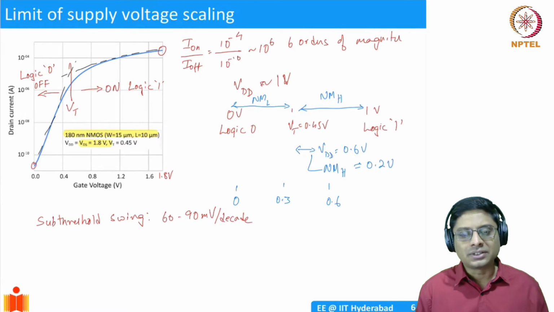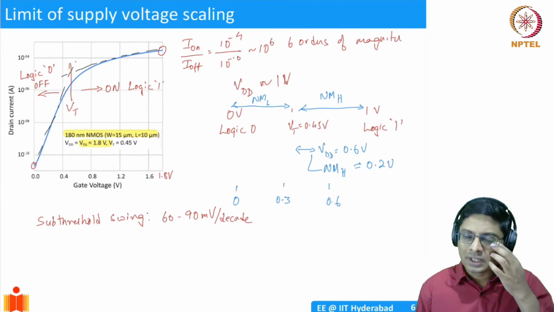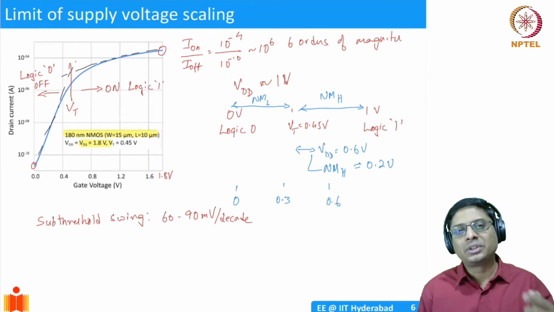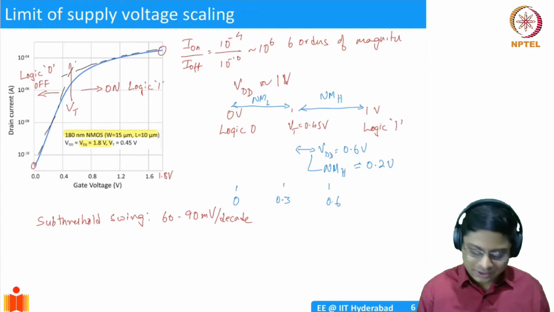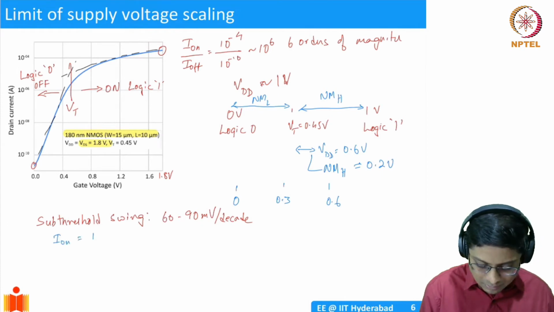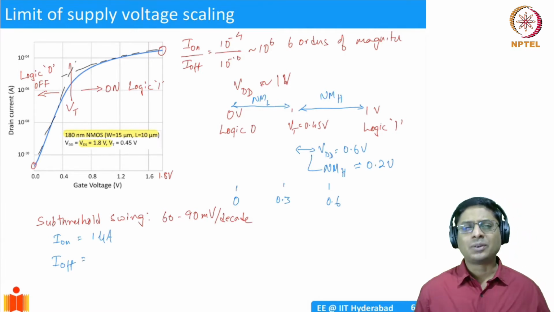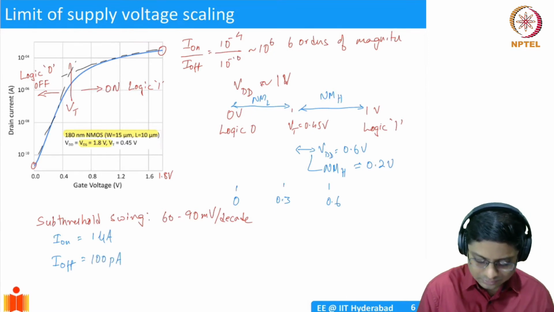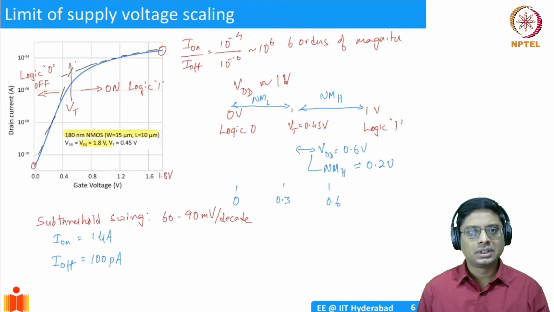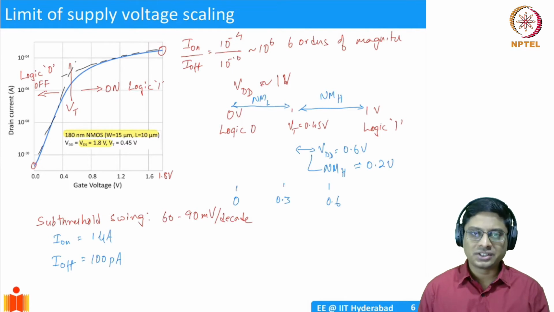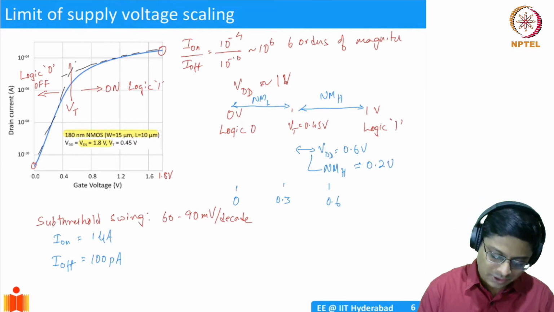Okay, that means if I have, let's say, 1 microamp of current, how much gate voltage should I have to reduce it to 1 nanoamp in a classical MOSFET? I'm just taking an example. Let's say I_on is 1 microamp, and I want to have 4 orders of magnitude change in the current. So I'll live with an I_off of 100 picoamps. Only 4 orders, not 6 orders. If I want 4 orders of magnitude change in the current, how much should the gate voltage be different?